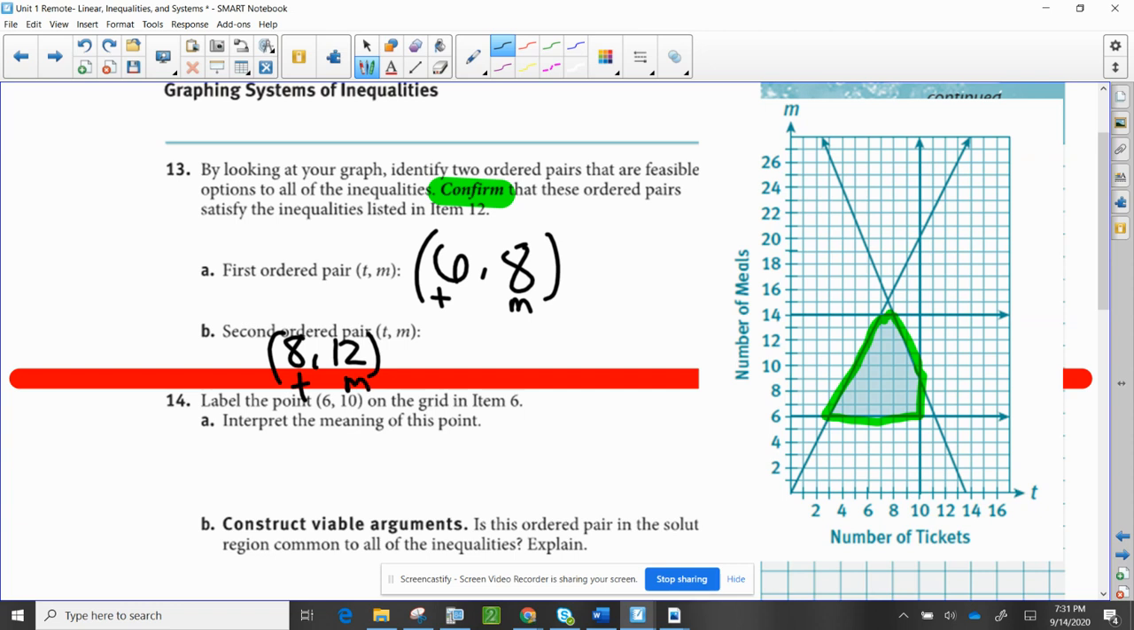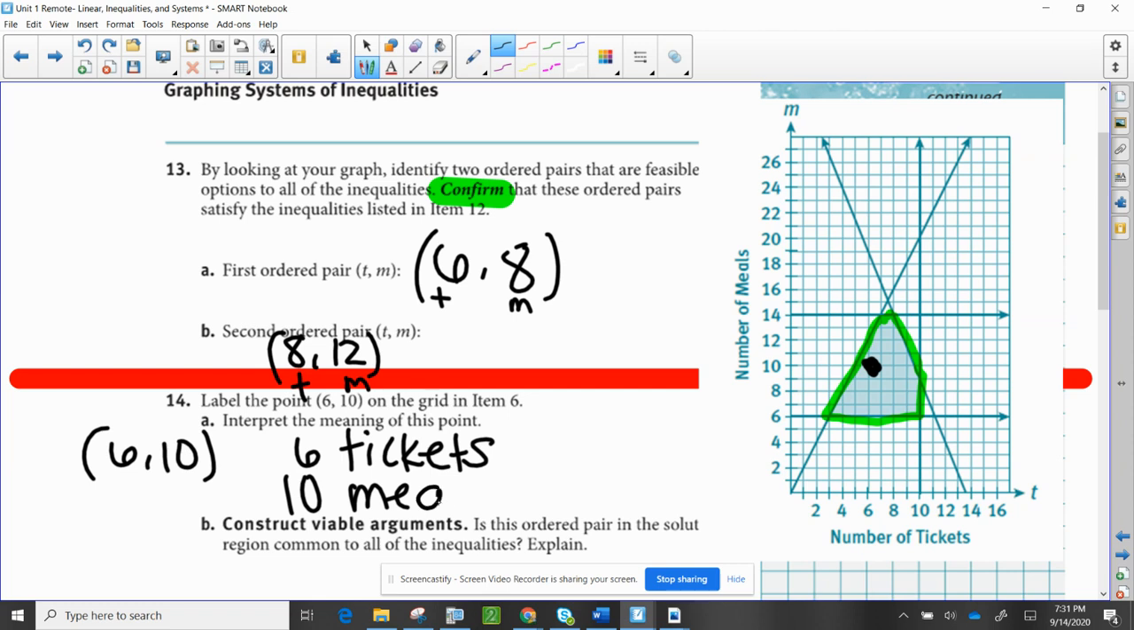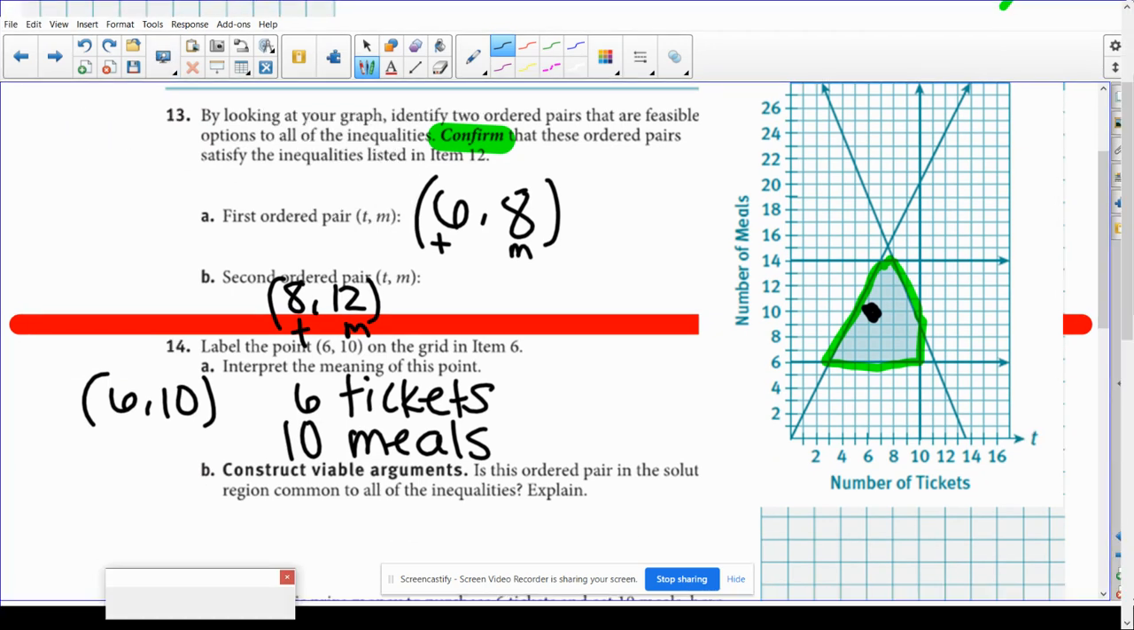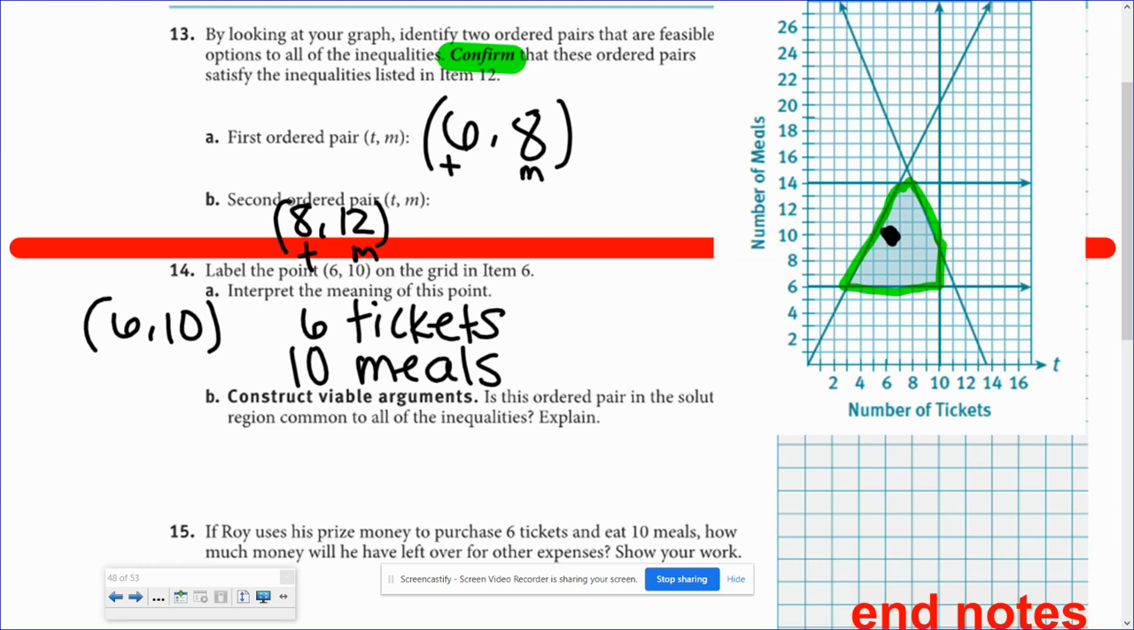Label the point 6, 10 on our grid. So 6, 10 would be here, right? Interpret the meaning of this point. So we kind of just went through that a little bit. But 6, 10 means he's going to see 6 shows. So he's going to buy 6 tickets. And he's going to have 10 meals he's going to eat. Okay. So again, anything in this shaded area are feasible options, meaning they're good for Roy. And he's able to actually purchase those. He has enough money.